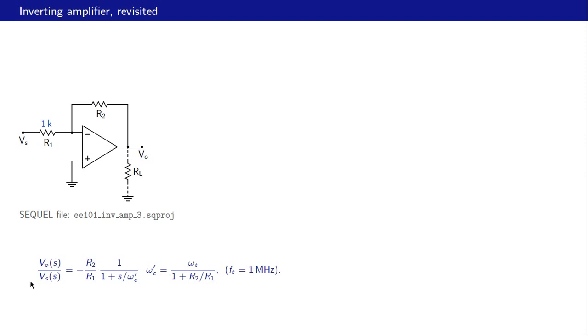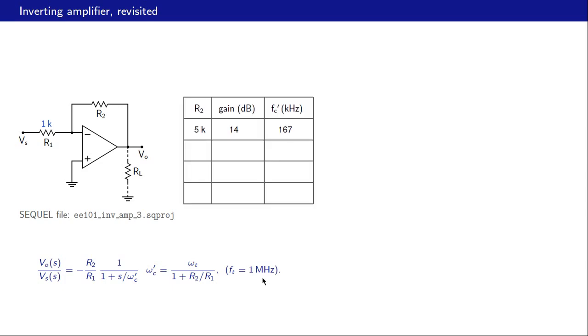So here is the gain expression again, VO by Vs equals minus R2 by R1 times 1 by 1 plus S by omega C prime. So just a single pole where omega C prime is omega T divided by 1 plus R2 by R1. And omega T is 2 pi times Ft, where Ft is 1 megahertz for the 741 op amp. Alright. So now what we will do is prepare this table and also plot the gain as a function of frequency for various values of R2.